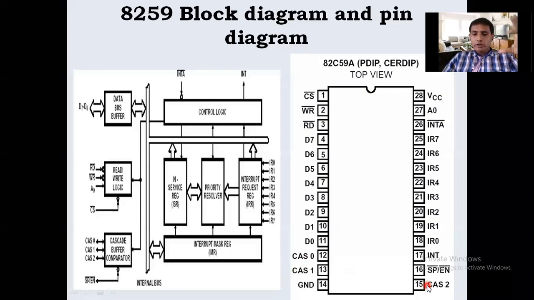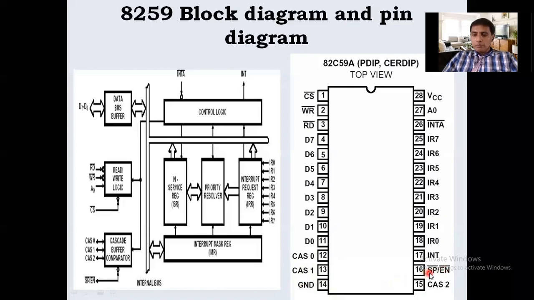Whenever the processor gives an interrupt acknowledgement to the master, then the master again sends the 3-bit code to the corresponding slave, which is now ready to be processed by the 8086, using the CAS0, 1 and 2 bits. Then the ground pin provides protection against overcurrents or short circuits. So ground is essential. Then the other is SP bar / EN bar.